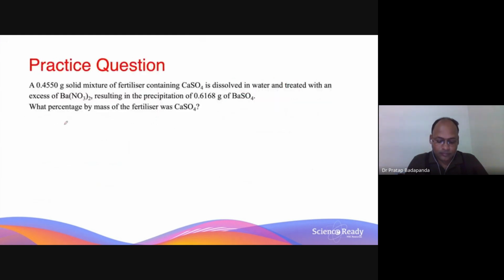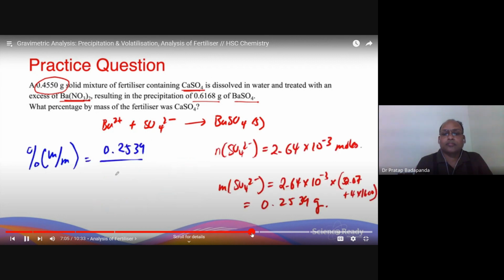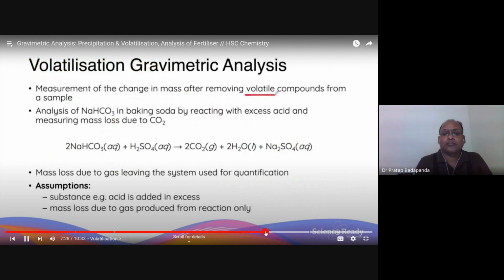Let's have a look at how we can use the mass of the precipitate to quantify the amount of sulfate ions in a sample of fertilizer. A 0.455 gram mixture or sample of fertilizer contains calcium sulfate. This is the chemical reaction that occurs between barium and sulfate. Using the stoichiometry, we can calculate the original mass of sulfate in the fertilizer.